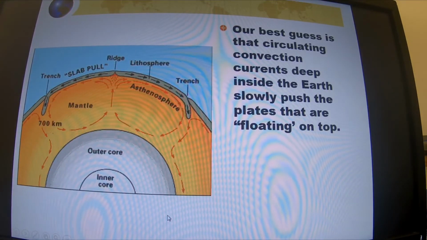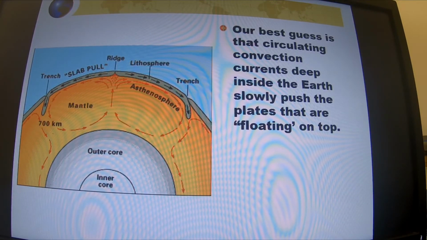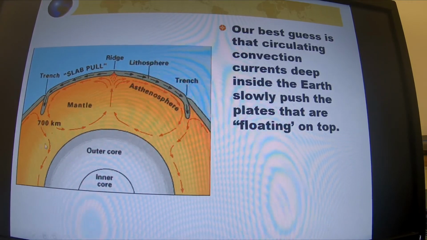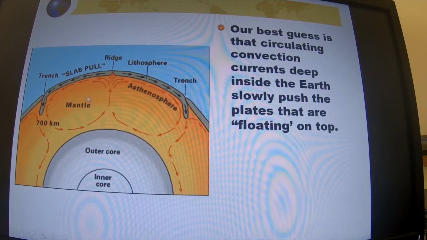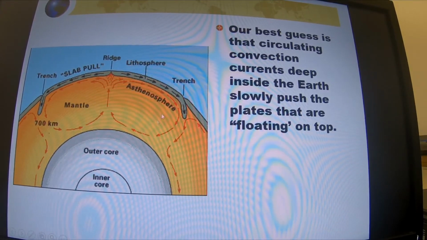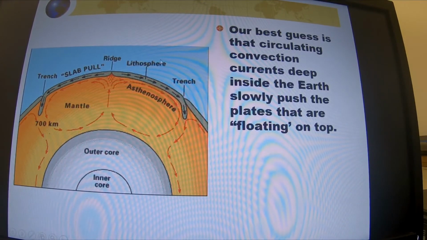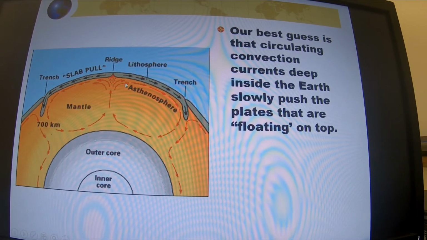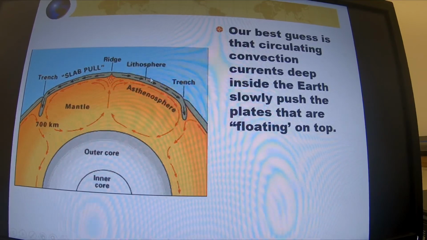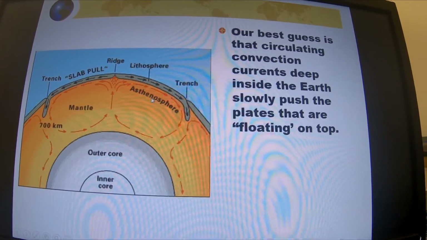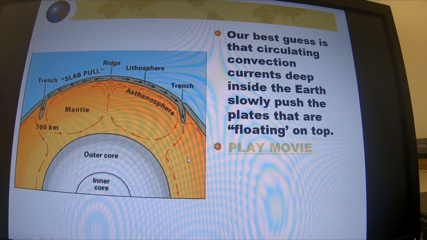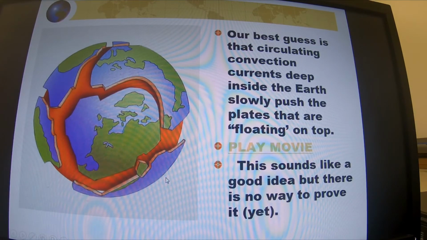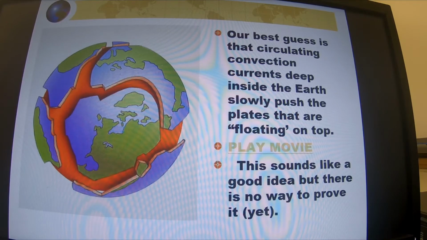Our best guess is that circulating convection currents deep inside the Earth slowly push plates that are floating on top. So our best guess is that in the mantle, the second layer underneath the crust, there's movement there, what we call currents. Think of ocean currents, but with magma. And as these currents move around, it moves around the crust sitting on top. Again, it's a best guess, but we're not 100% sure. This sounds like a good idea, but currently speaking, we don't have a way to prove it. So maybe in the future.